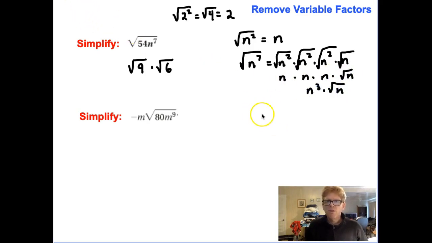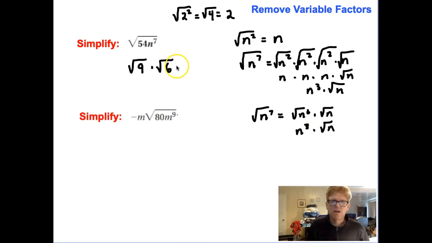The way to look at it is that the square root of n to the 7th is really just equal to the square root of n to the 6th times the square root of n, and then the square root of n to the 6th is going to be n to the 3rd, times the square root of n. So let's go ahead and apply that over here. That's going to leave us with the square root of n to the 6th times the square root of n.